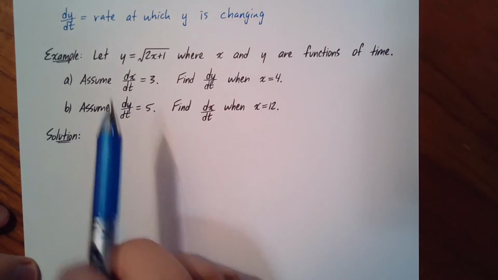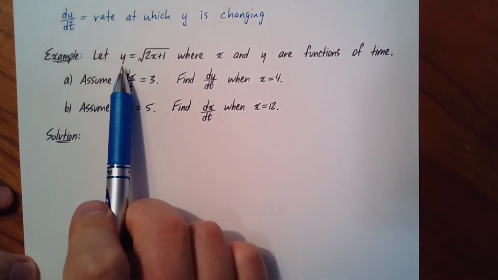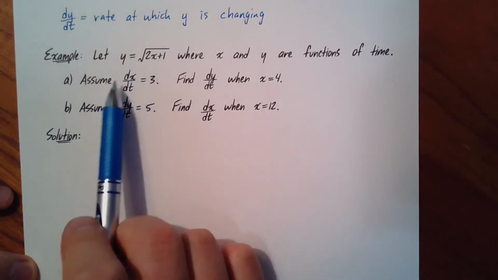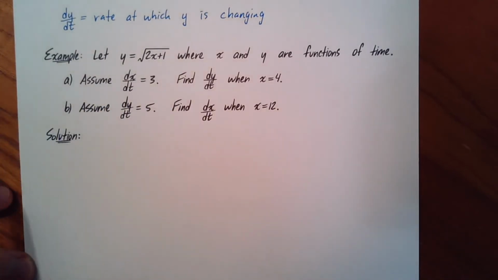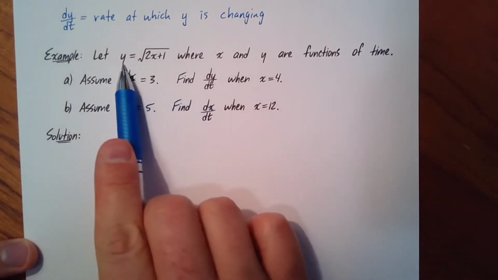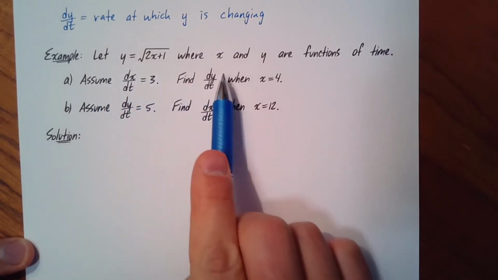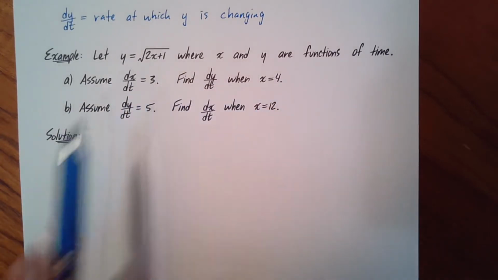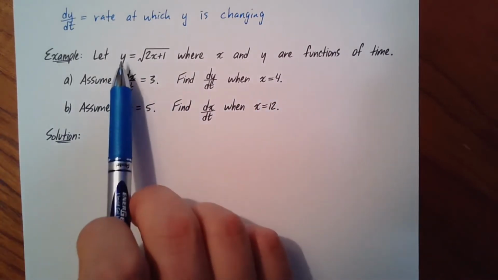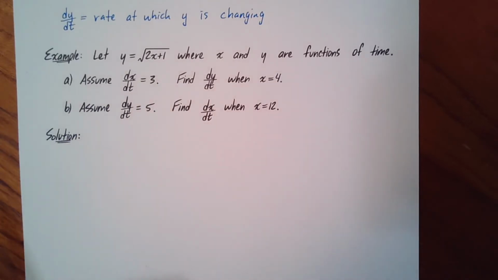So here's what we have. We have a relationship between two variables, x and y. It kind of seems like, the way this is written, y is written as an explicit function of x, but there's a little bit more here. It says let y be the square root of 2x plus 1, where x and y are functions of time. So yes, y is a function of x, but it's also the case that x and y themselves are functions of some external variable, time.